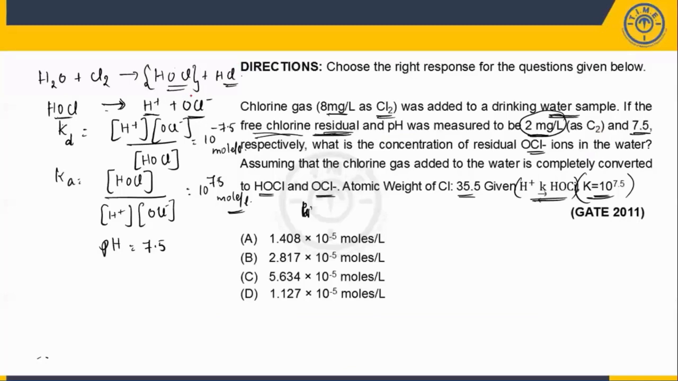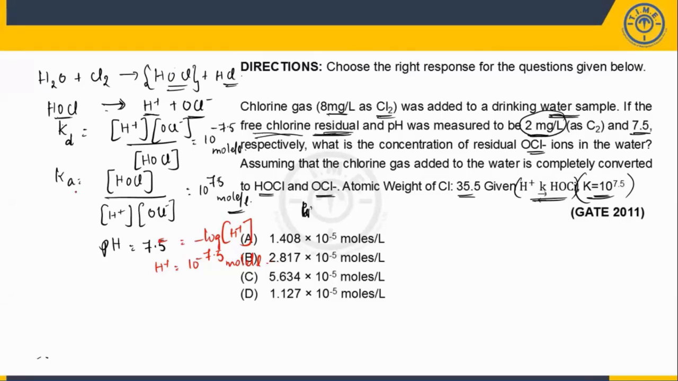Okay, listen. pH is equal to 7.5. What's the formula for pH? pH is equal to minus log H plus. So H plus is 10 power minus 7.5 mole per liter. That we got as H plus.